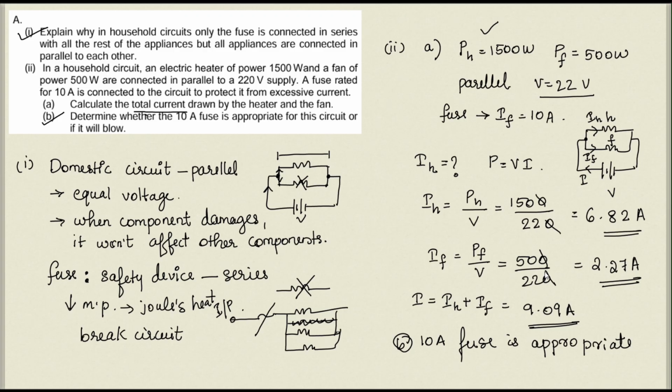So it is the function of the fuse to save these appliances from getting damaged. The fuse wire will melt once a current greater than 10 ampere passes through it. So we need 9.09 ampere of current. So definitely a 10 ampere fuse is appropriate. So this is correct to use a 10 ampere fuse in this particular circuit. It will not blow the circuit.